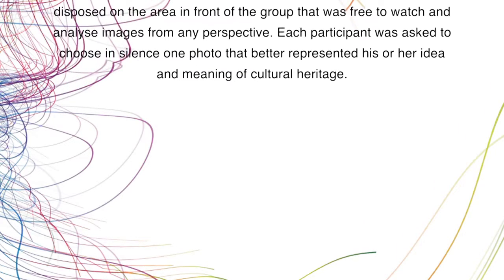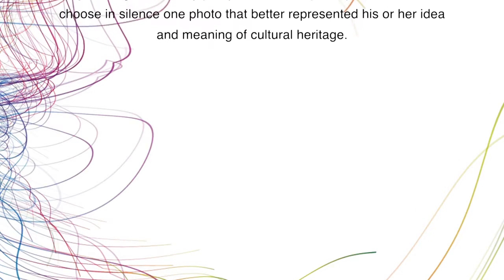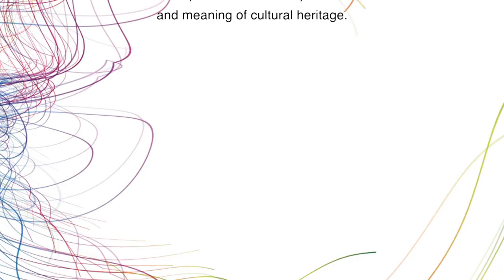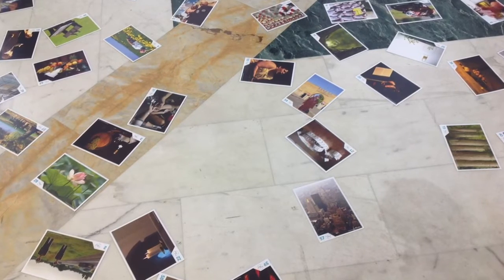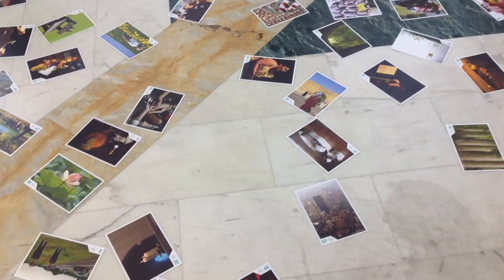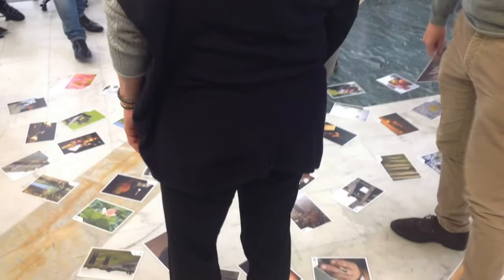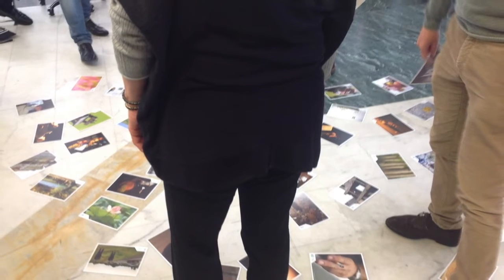Each participant was asked to choose in silence one photo that better represented his or her idea and meaning of cultural heritage. As soon as all people had completed their selection, and selected a photo, they were invited one by one to present their choice in front of the others, explaining why they had made that choice.